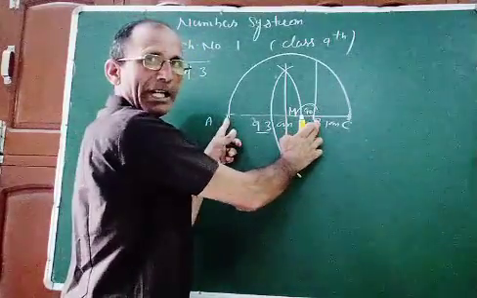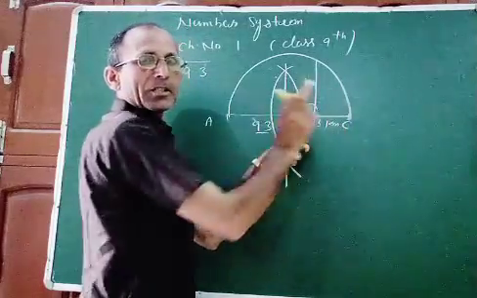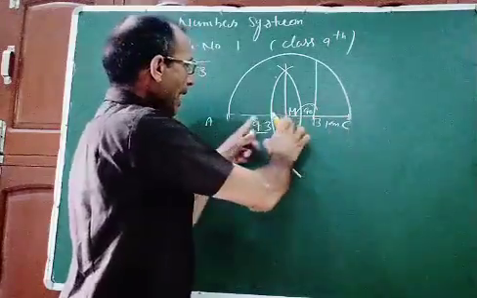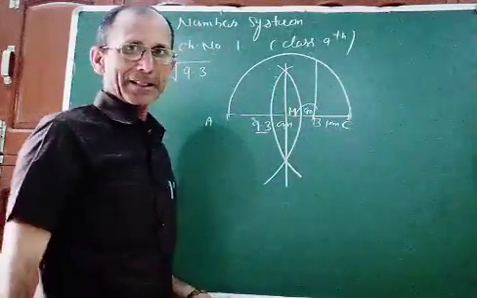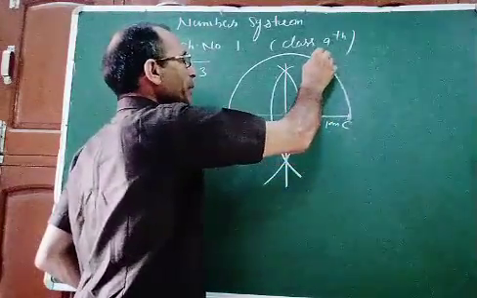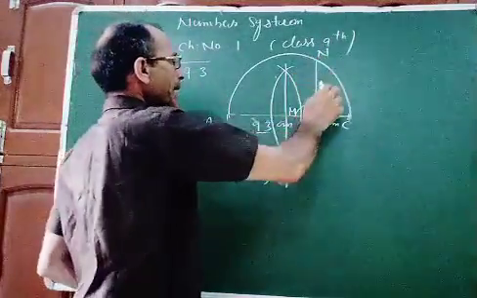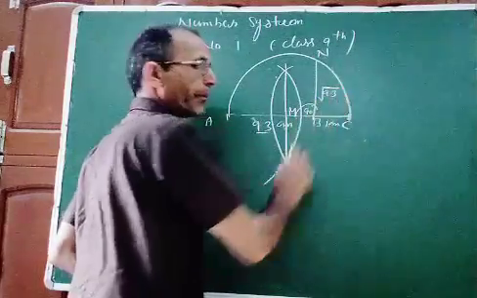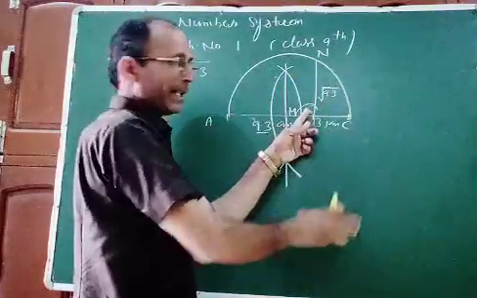Take AB 9.3 centimeter, extend B to C, and BC should be equal to 1 unit. Now bisect AC. M is the midpoint of AC. Take M as a center and draw semicircle. Now at B make 90-degree angle and extend it. This point you can take N. Actually BN is root 9.3.